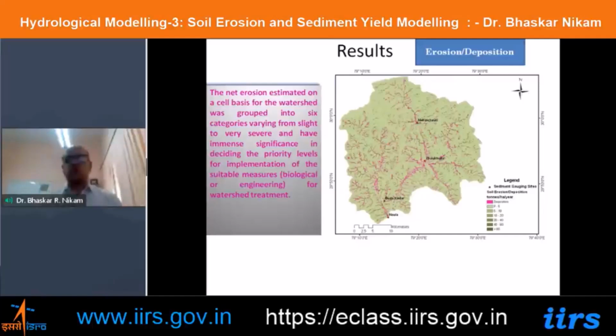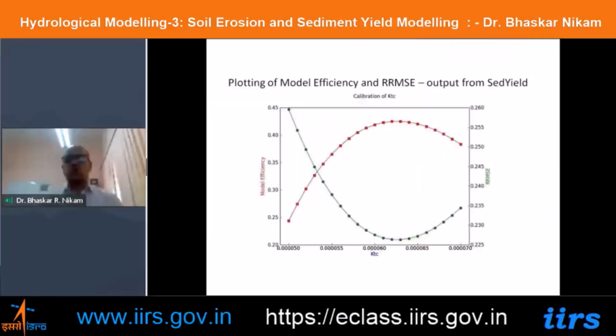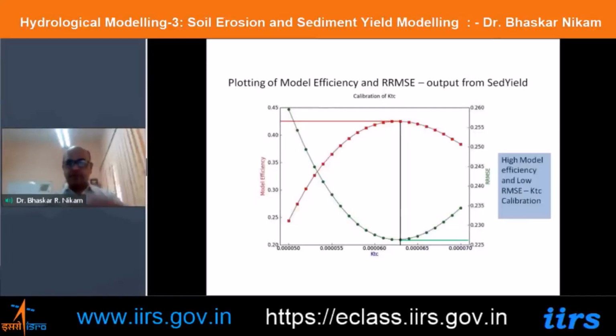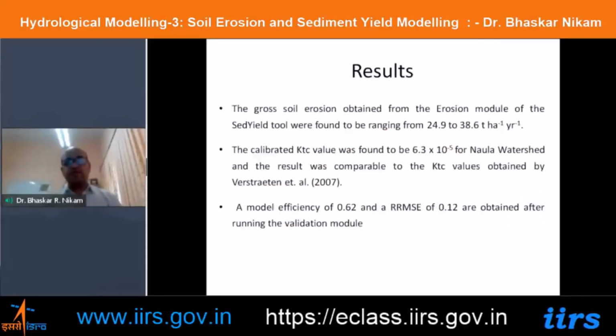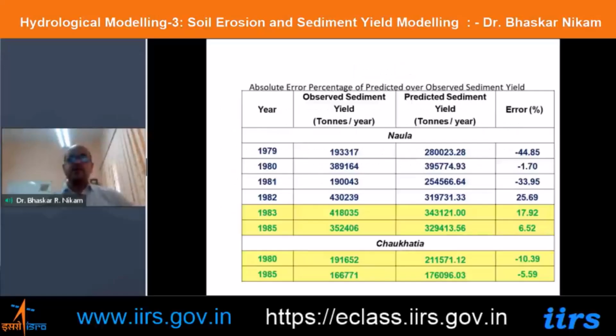Now you can see after doing many iterations of the KTC value, the model has found the optimum value when model efficiency was highest and relative root mean square error was lowest. So that value is selected as the optimum value of KTC, and then the validation of the model is done. What you can see here is the results were fairly accurate, with a model efficiency of 0.62 and relative root mean square error of 0.12. And this is the value of relative error, and this is how we can calculate sediment yield from the watershed.